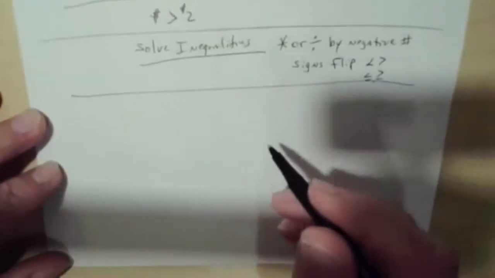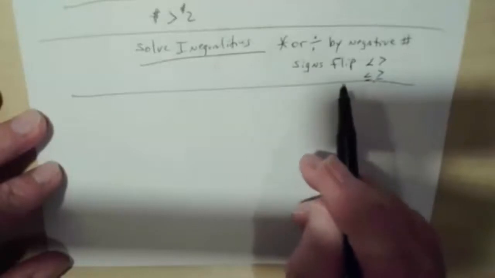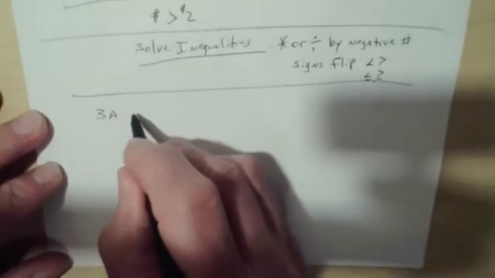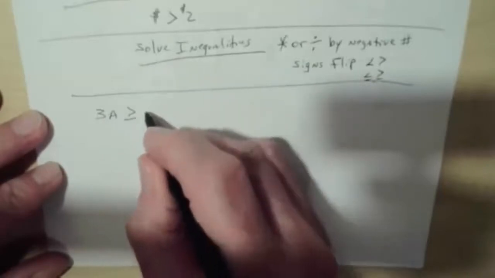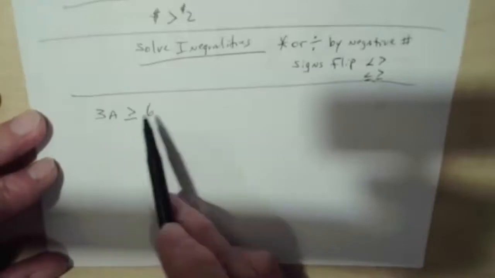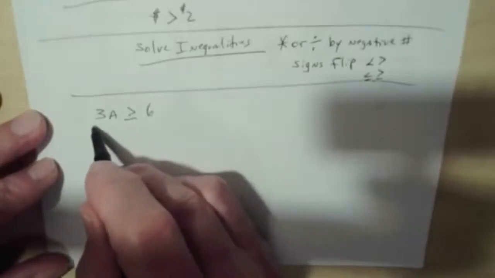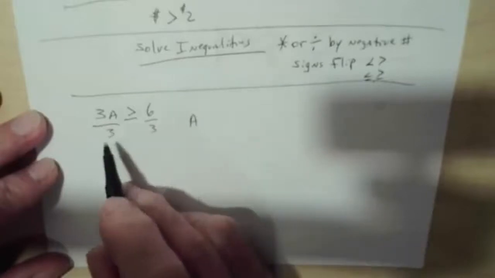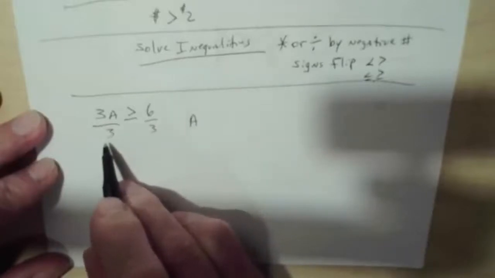So if we have 3a is greater than or equal to 6, how do we solve this? A very simple algebra problem. Divide by 3, or a. Okay, did we divide or multiply by a negative number? No. So the sign remains the same.